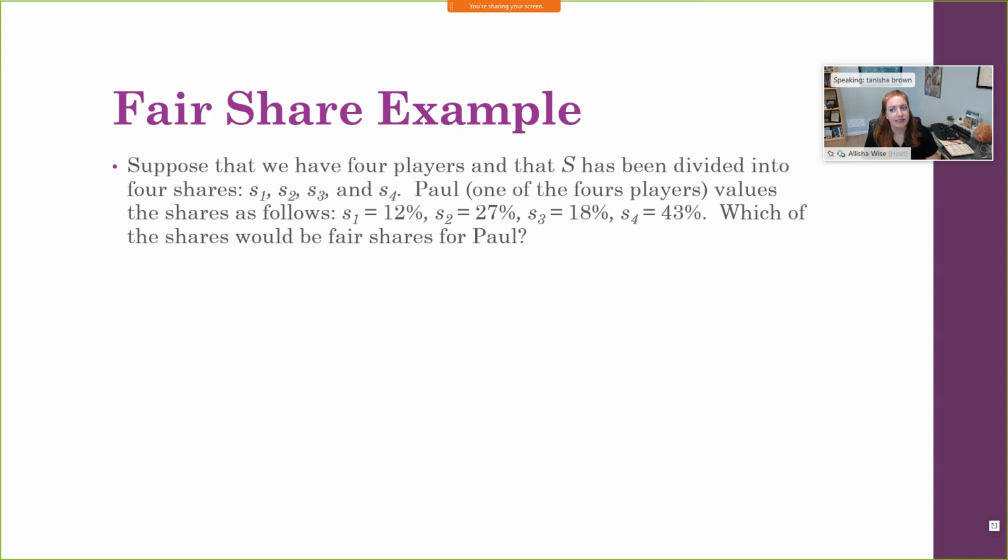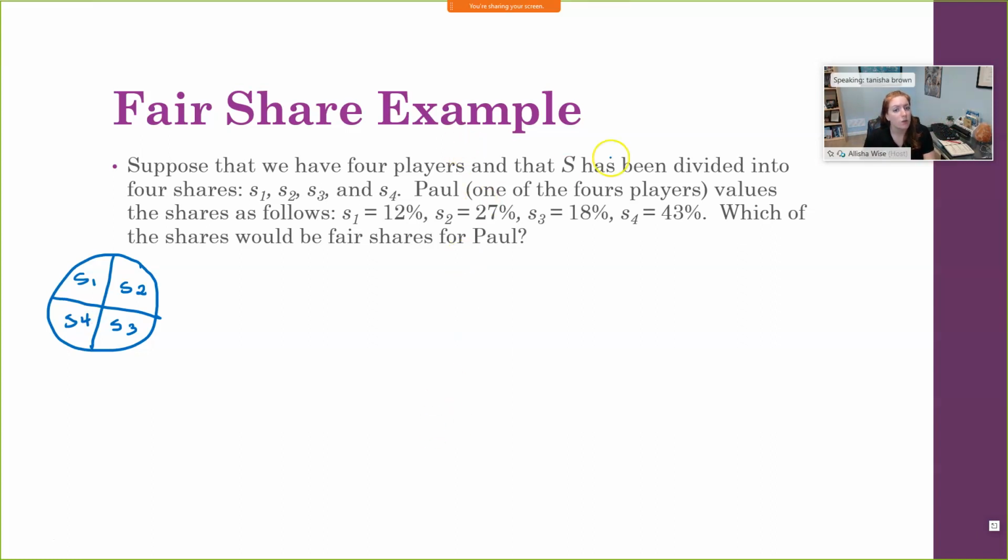So let's do our first example. Suppose that we have 4 players and that S has been divided into 4 shares. So this could be anything from an estate to a pizza or anything. So let's imagine we have our pile of goods here, okay? And it's divided into 4 shares. They may not be equal, but I'm just drawing it this way. So S1, S2, S3, S4. These are just the names of the sections that we divided it into.